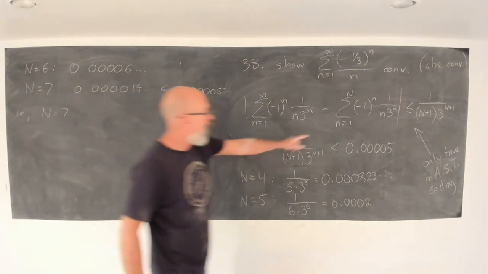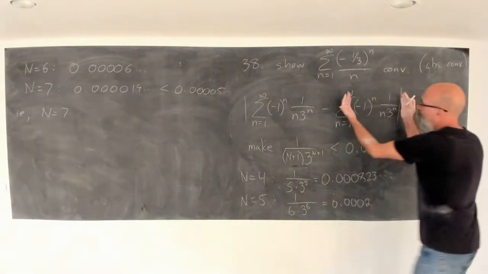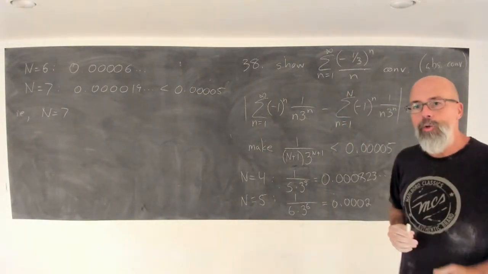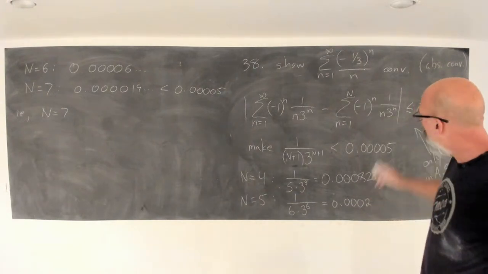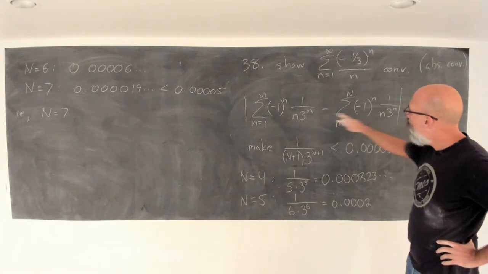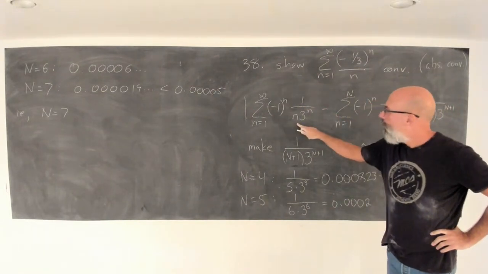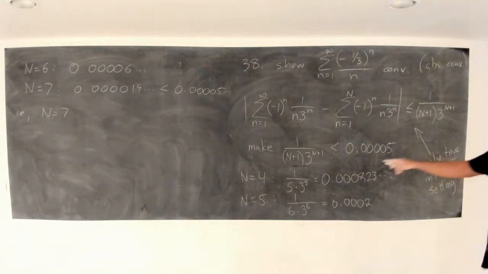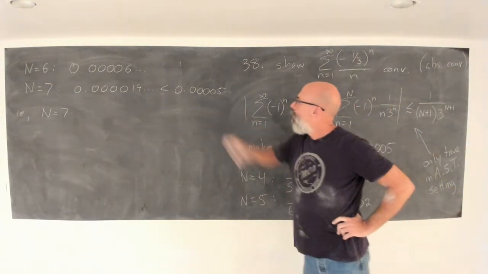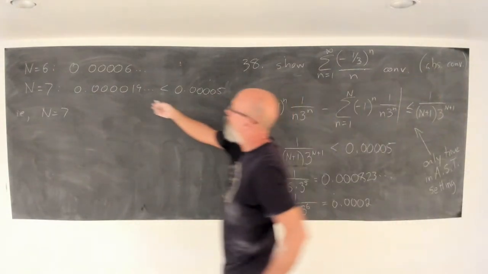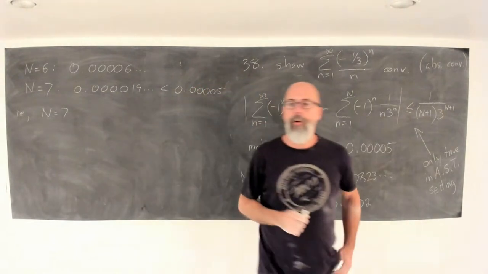Right. So if you add the first 7 terms, you can add them using Wolfram Alpha or whatever. You're going to get a numerical approximation. You're going to get a number, and that number will be close to whatever this converges to. How close? To within 0.00005. In fact, it's closer than that, but there it is.